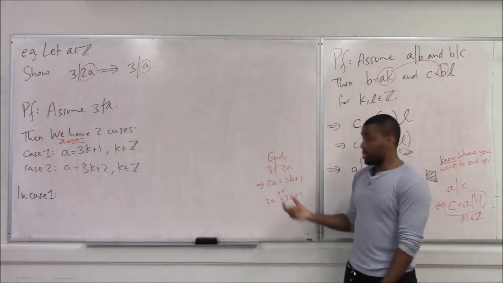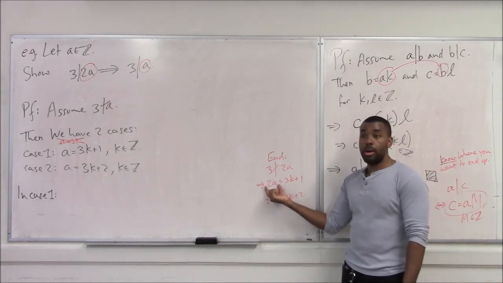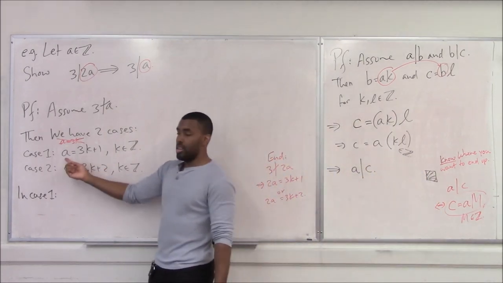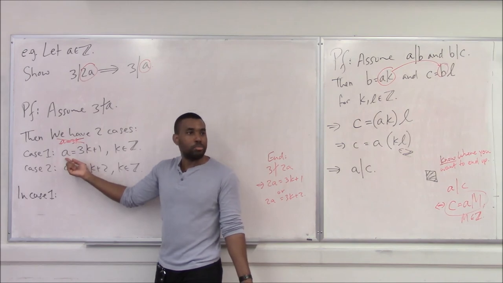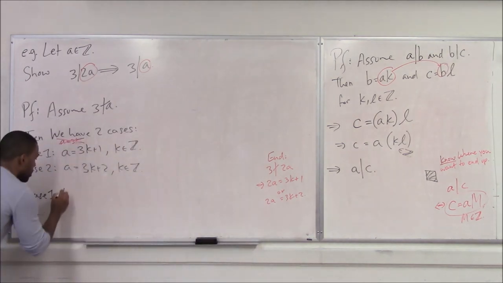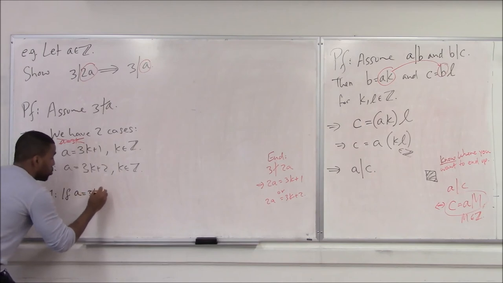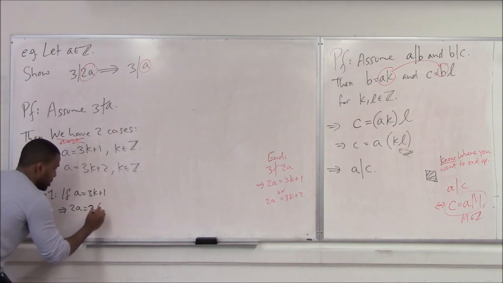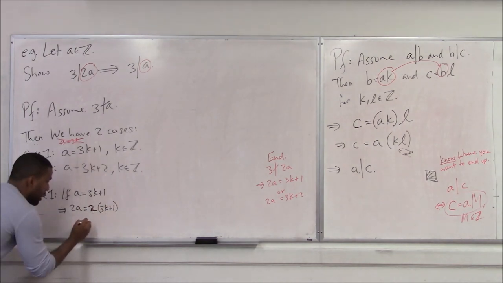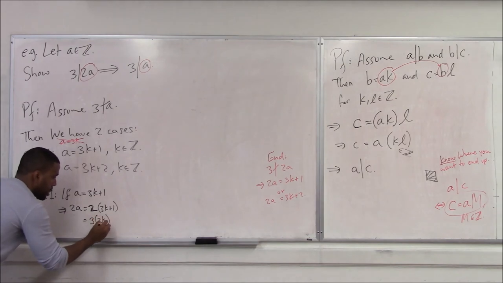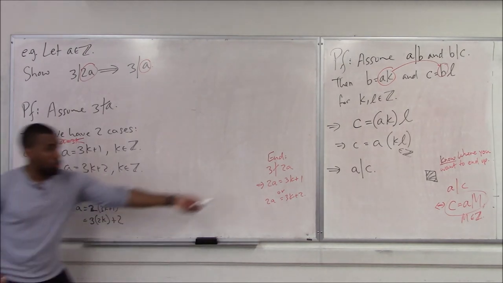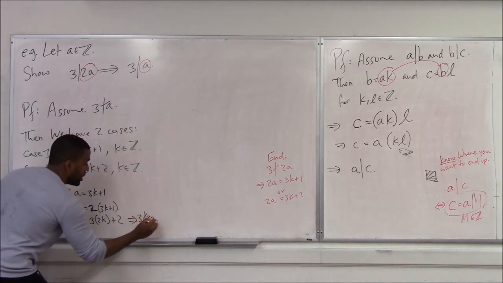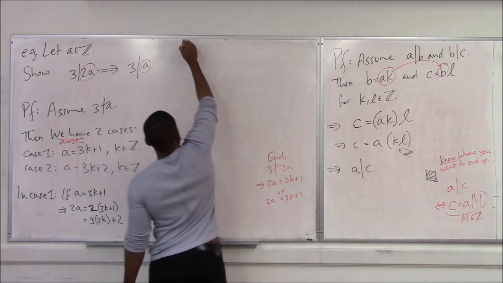Okay? Which means I need to start out by saying something about the integer 2a. Now I know about the integer a, so what can I say about the integer 2a? Well, just multiply that by 2. If a equals 3k plus 1, then that would mean that 2a is equal to 2 times (3k plus 1), but that would be equal to 3 times 2k plus 2, which is one of these forms, which means 3 does not divide 2a in case 2.